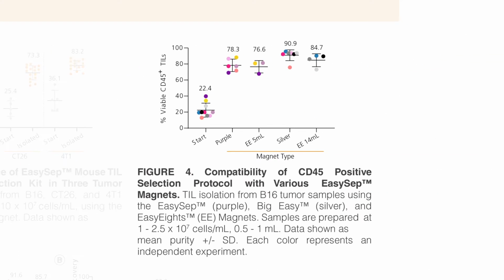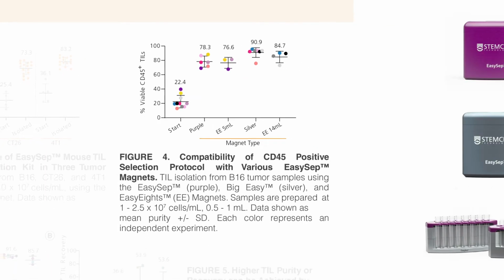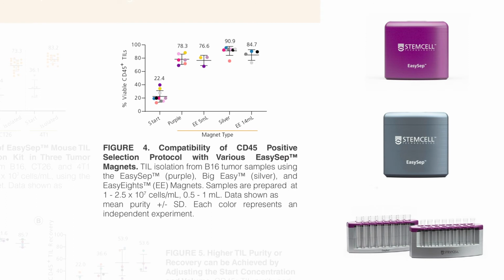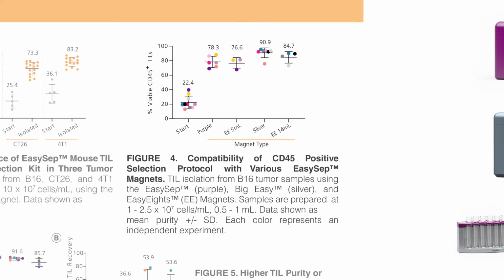Tumor size can vary significantly depending on the type of tumor model, experimental treatment, as well as the experimental endpoint. To accommodate a range of sample sizes, we optimized the protocol in different magnet types that can hold 5 mL or 14 mL tubes. EZ8's magnet that enables easy isolation of multiple samples at the same time was also tested here. In Figure 4, you can see comparable enrichment of TILs from B16 samples across different magnetic platforms, including the purple, silver, and EZ8's magnets.